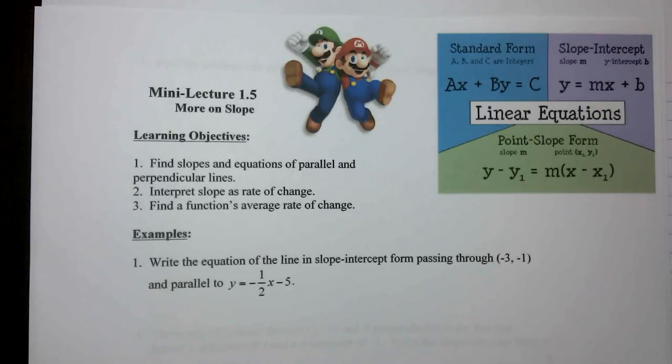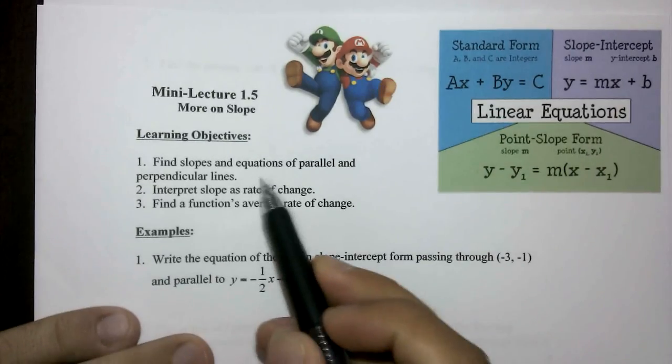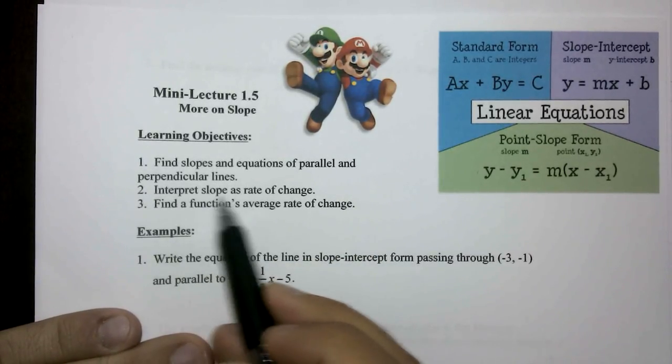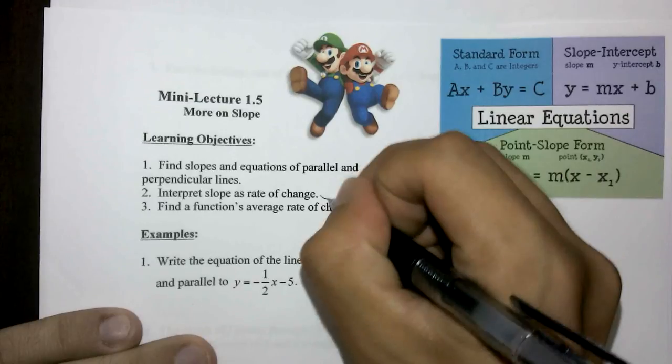So welcome back to 1.5, more on slope, more Algebra 1, more Algebra 2, more graphing, more equations. Hopefully, again, this has all felt like an Algebra 1 or Algebra 2 review. The main objectives for this section: finding slopes and equations of parallel and perpendicular lines. Also interpreting slope as a rate of change. Well, we did that a little bit in 1.4.